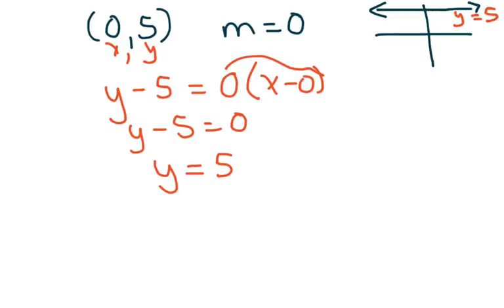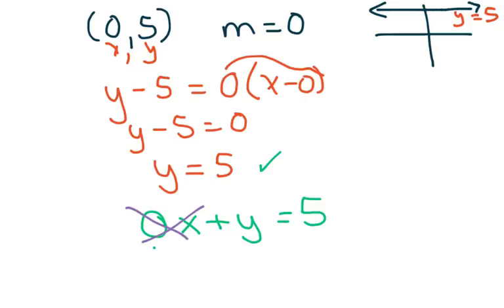Now, this is already in standard form, but let me show you why. Basically, standard form would be 0x plus y equals 5. Your a is 0, and mathematicians aren't going to put this here. That's kind of redundant. So they just write y equals 5.